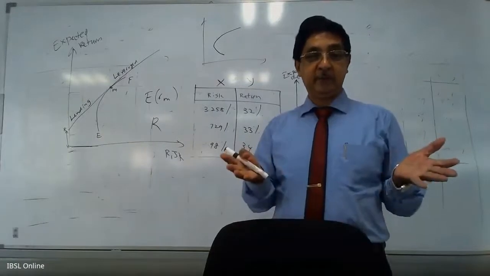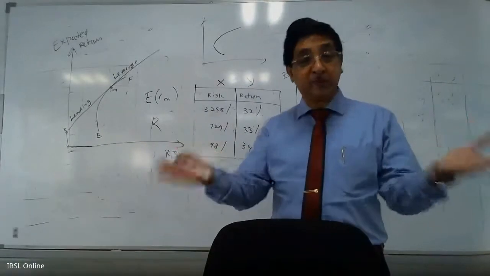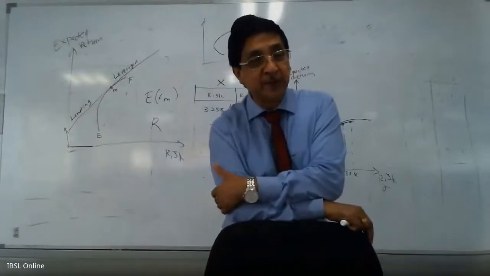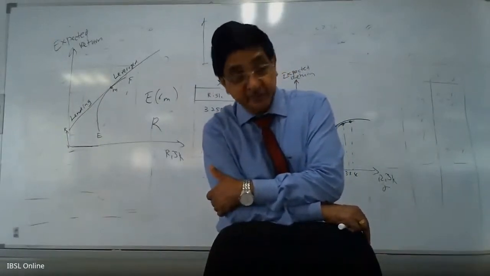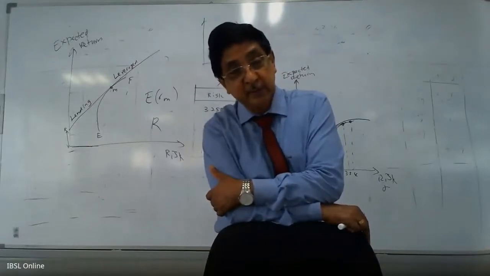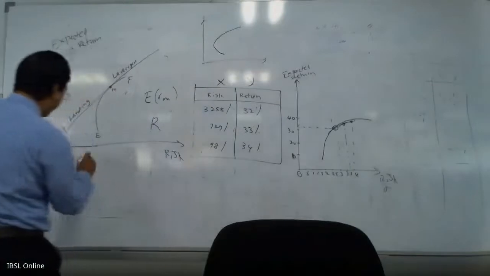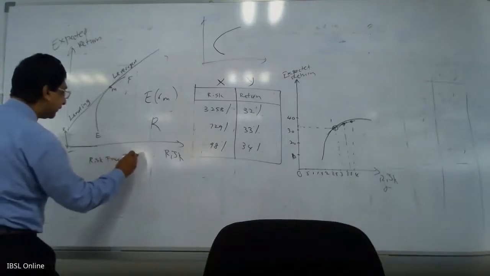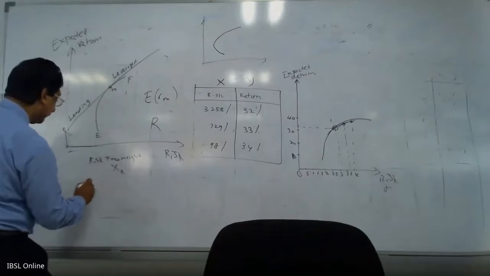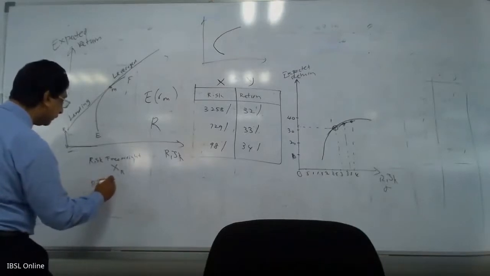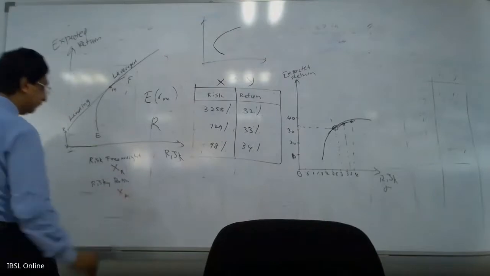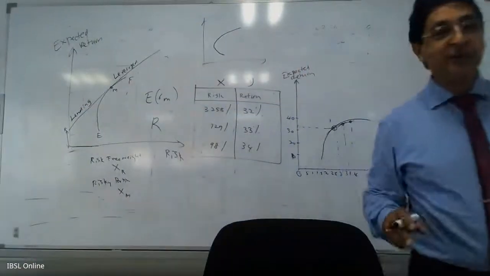And there are only two types of assets. One type is risky, the other type is risk-free. Now in the portfolio, we can say the risk-free portion, the risk-free weight, is XR. The risky portion, that is what we call XM.